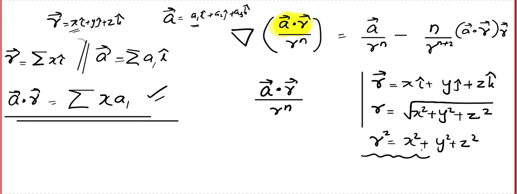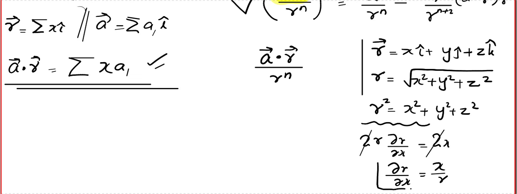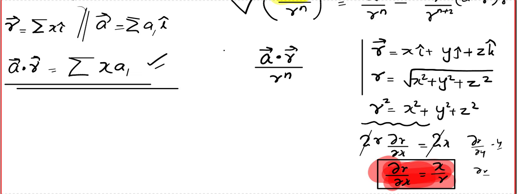Now, if you differentiate this partially with respect to x, you will get 2r dou r by dou x equal to 2x, which gives you dou r by dou x is equal to x by r. This is very important. And similarly, dou r by dou y will be y by r, dou r by dou z will be z by r. So look at this, I am going to color it in red. We will keep it here. Okay.